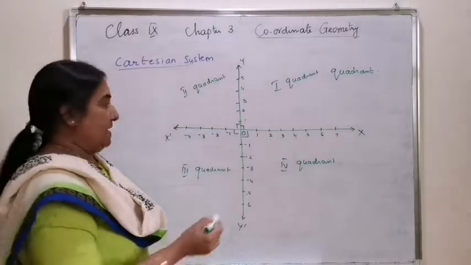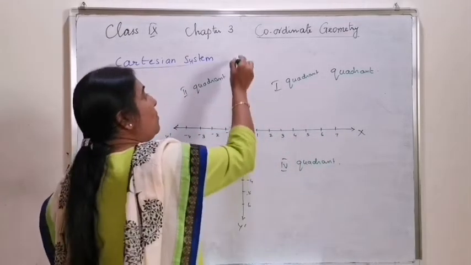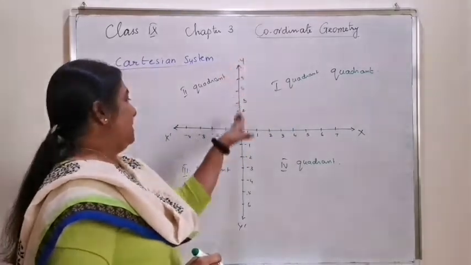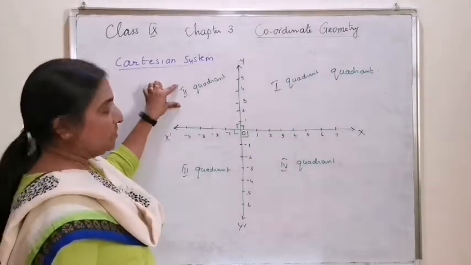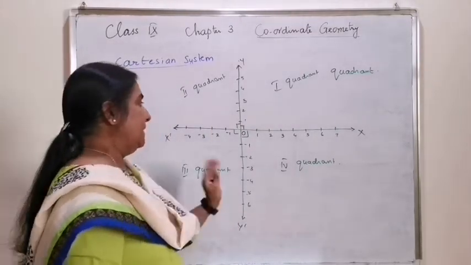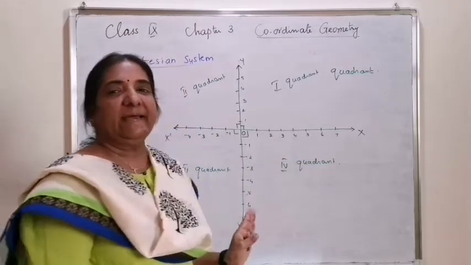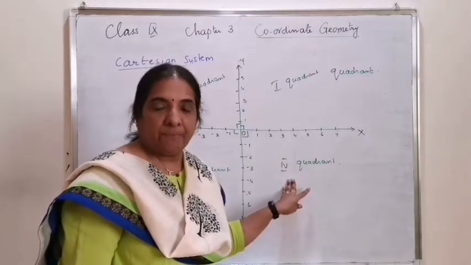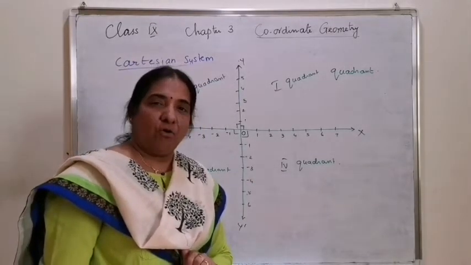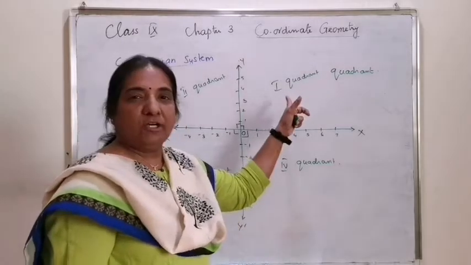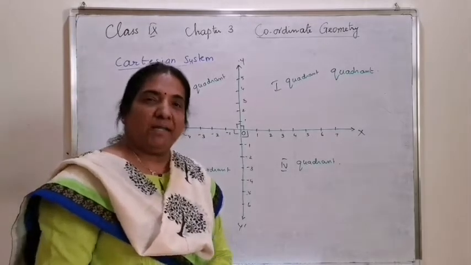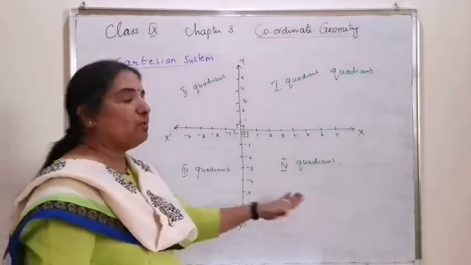That means X O Y will represent the first quadrant, Y O X dash the second quadrant, X dash O Y dash the third quadrant, and X O Y dash the fourth quadrant. And now, what will be the sign of the X coordinate and the Y coordinate of the ordered pair XY in all these 4 quadrants?